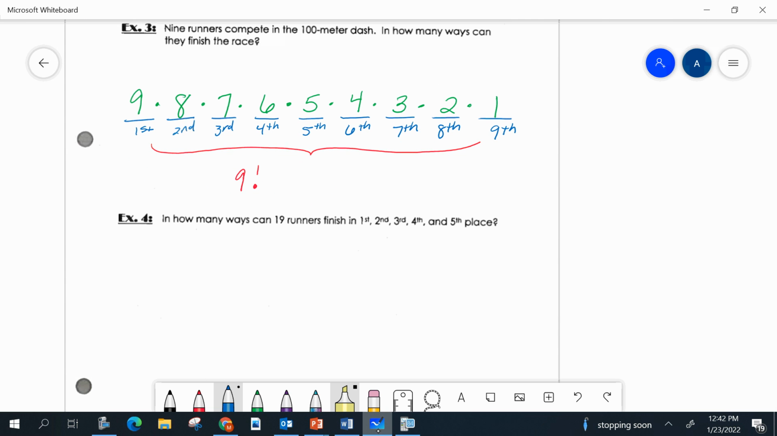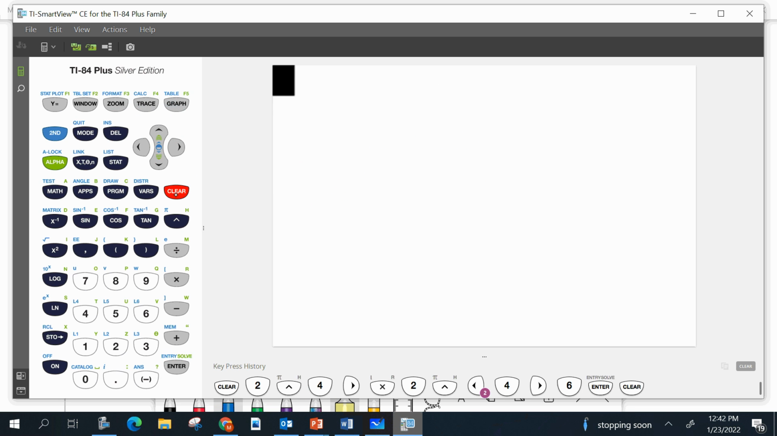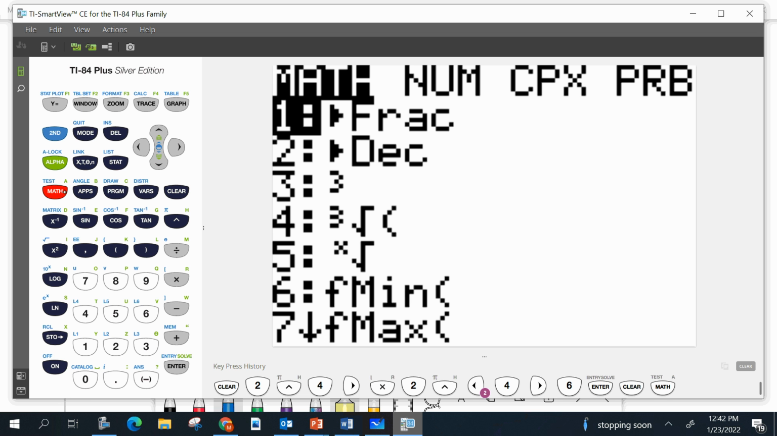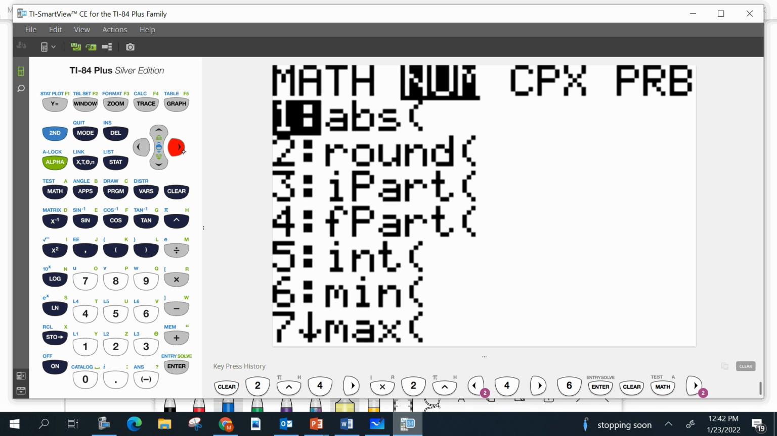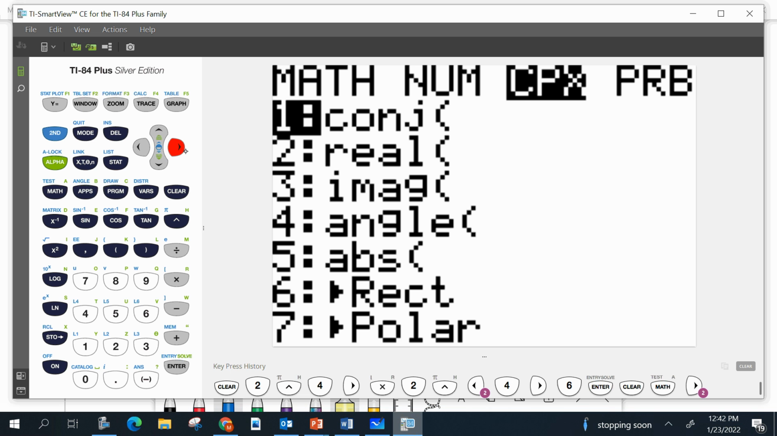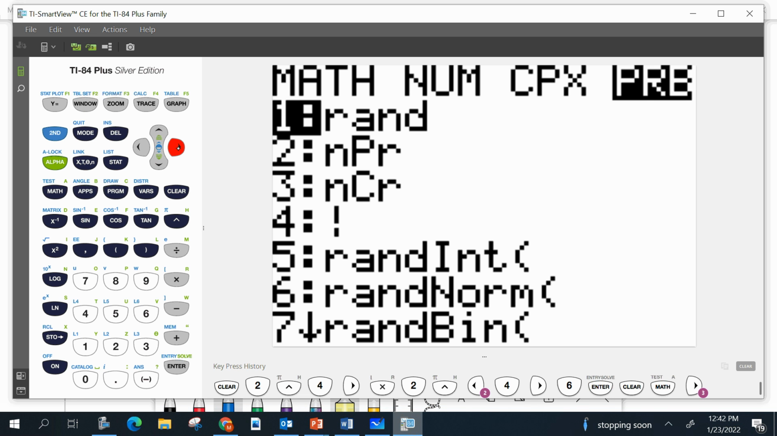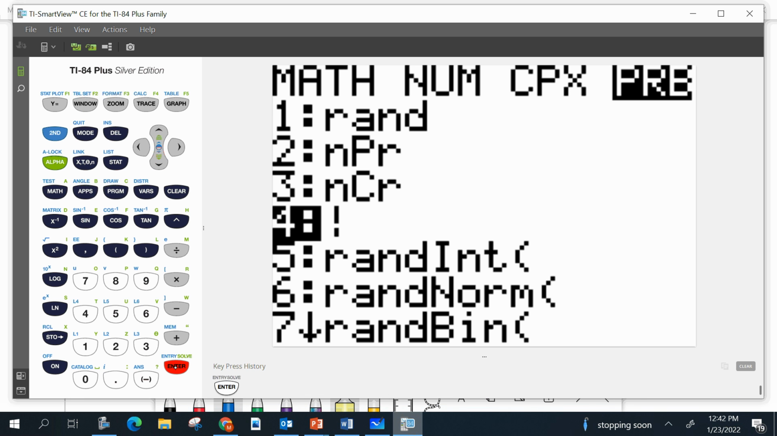So let me show you how to do this in your calculator. You're going to hit the math key. See how it's highlighted in red right here? This math key is underneath the alpha key. All right, so find the math key, and then we're going to go over to this menu right here. I'm just using the arrows. We're going to go over to where it says probability. PRB stands for probability. And look right down here at number 4 is this exclamation point. I'm going to hit enter.